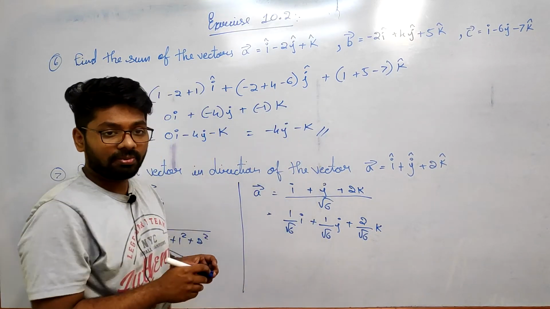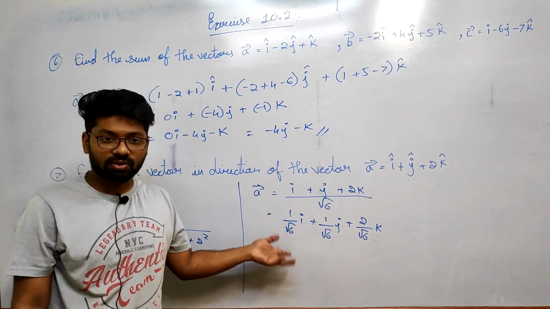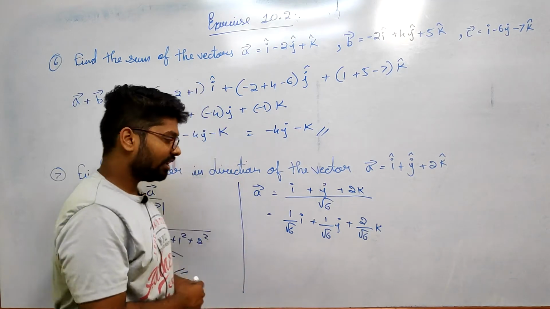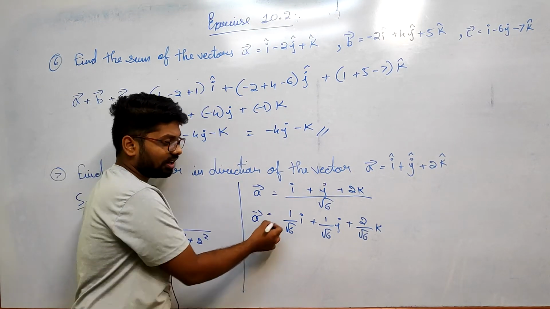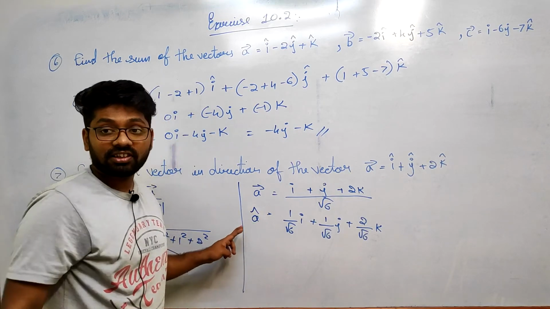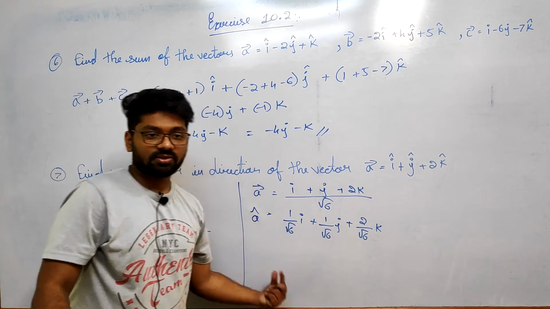If any possibility of simplification is there, if something can cancel in the numerator and denominator, then do it, or else you can keep it as it is. So therefore this a bar is now the unit vector. So a cap you can call. A cap is nothing but the unit vector along the same vector a bar. That is what a cap is.